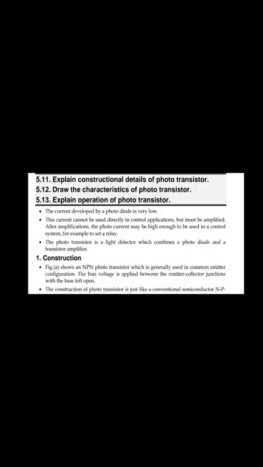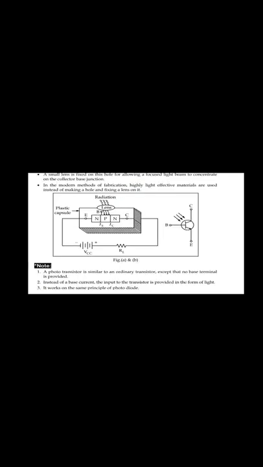Next topic is we have to discuss the construction detail of phototransistor, characteristic of phototransistor, operation of phototransistor. So we have to see its working symbol. This is a symbol of phototransistor. It is collector, emitter and base.